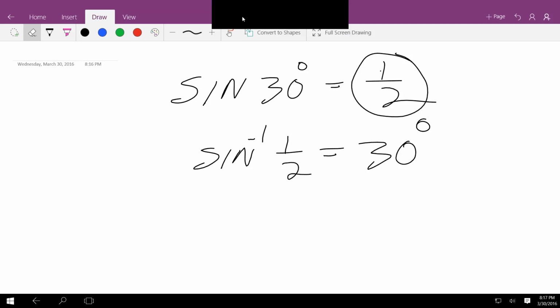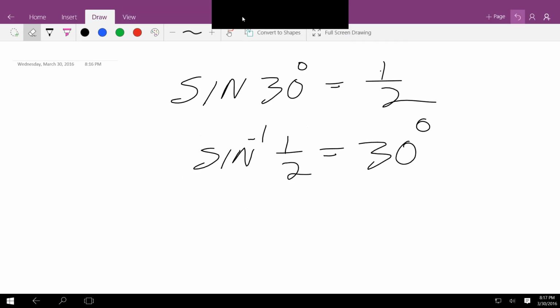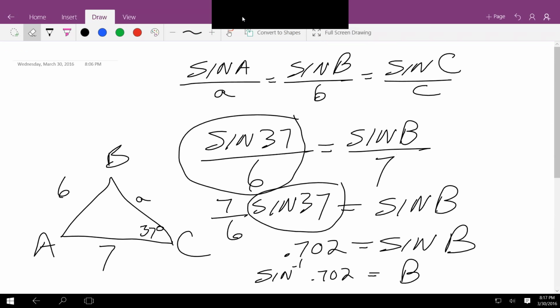So, to get back to, how do I get back to my previous page? Maybe the back arrow. Yes, no, that's got to be right. This one right here. There we go.